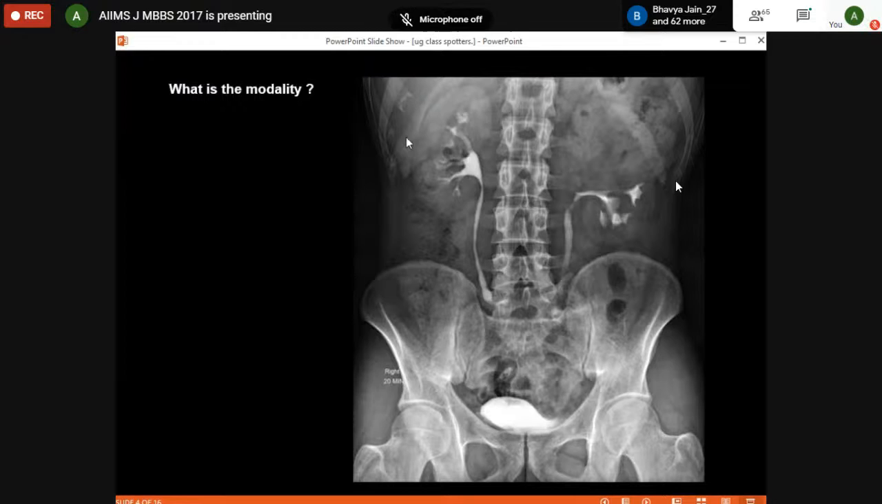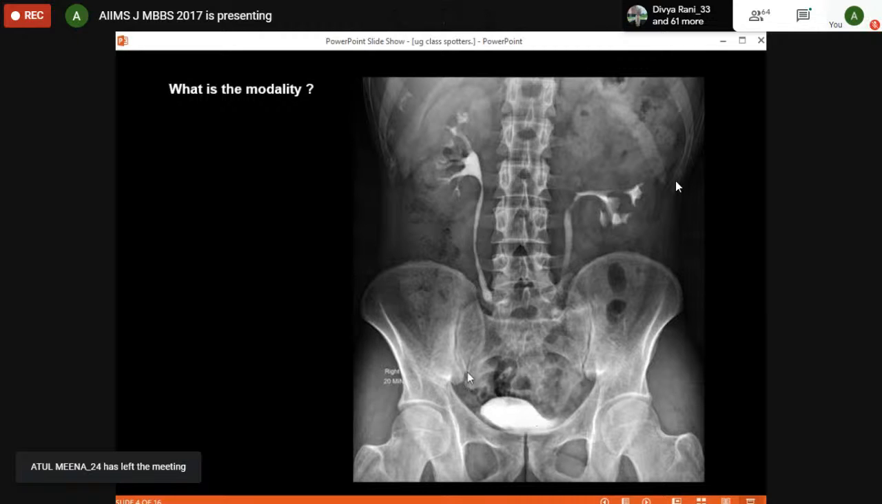Okay, so we'll stop right here. It's an IVP. Some of you guessed it right. It's an IVP, intravenous pyelogram. So you see these are all the calyces and this part is the fornix. These are all the calyces and this part is the pelvis. And then you see the ureter and then you see the urinary bladder.